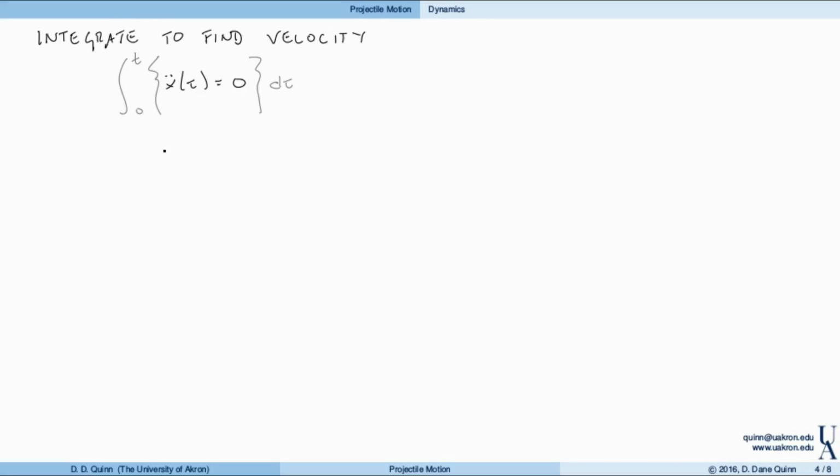Likewise, I will do the same for the vertical component. y double dot equals minus g, and we'll integrate that with respect to time from 0 to t. This sort of notation, where I have an operation outside of the equation in brackets, just implies that whatever I do to the left-hand side, so here I'll integrate the left-hand side from 0 to t, I will do the same thing to the right-hand side. So I'll integrate the right-hand side from 0 to t.